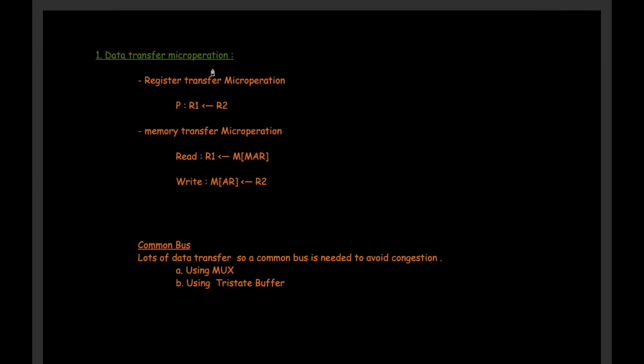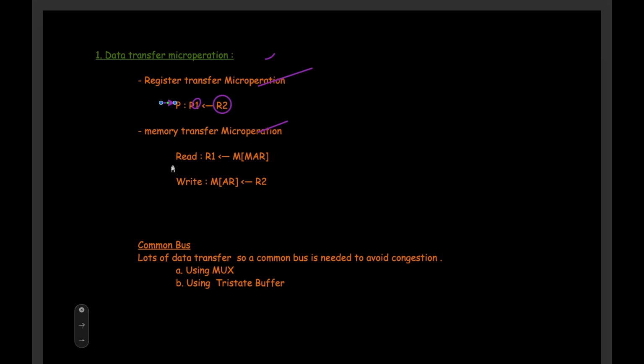Now we'll study the data transfer microoperation. Data transfer microoperations are of two types: register transfer microoperation and memory transfer microoperation. Register transfer microoperation means data of any register is copied to another register when the P control signal is on.